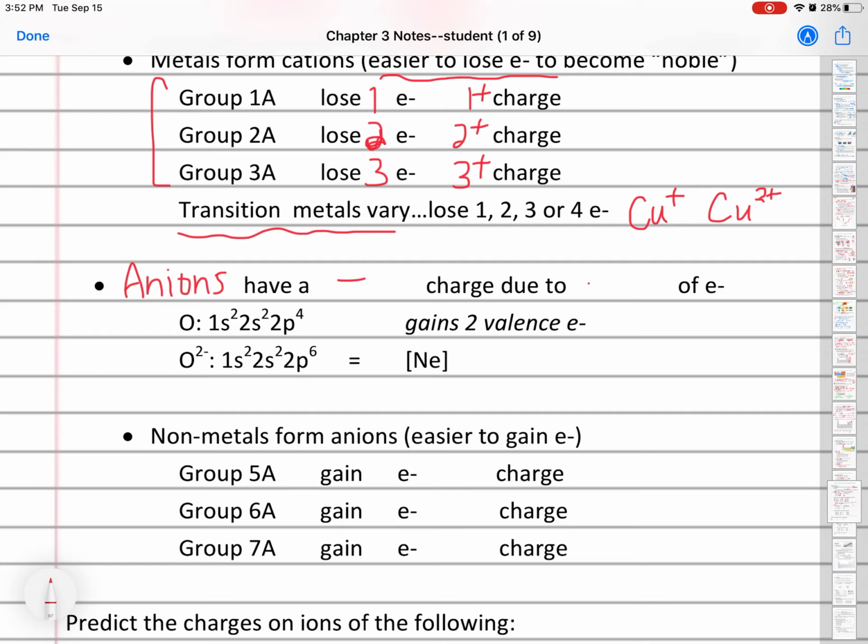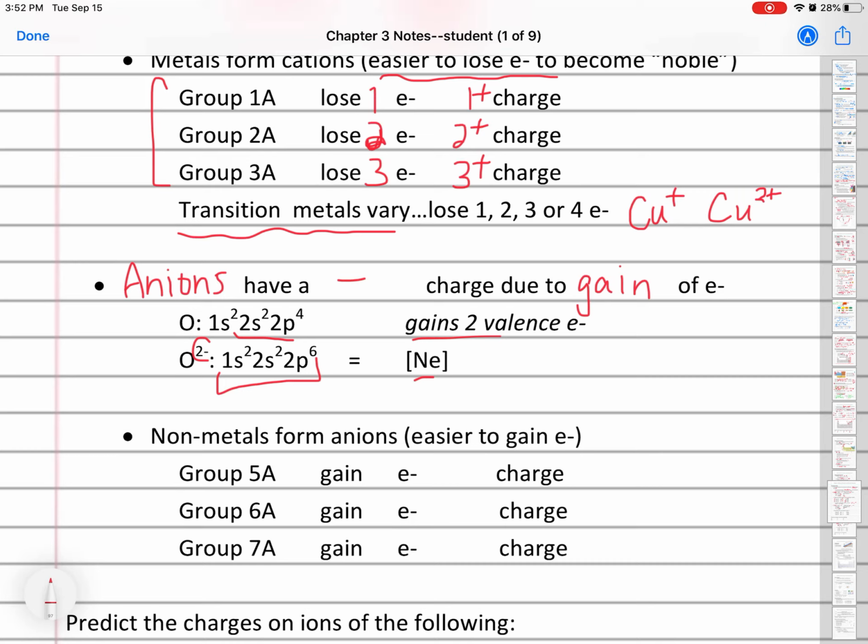Anions are negatively charged ions, and they are due to a gain of electrons. Because electrons are negatively charged, you gain them, you become more negative. All right? So nonmetals have a tendency to do this. Oxygen has 6 valence electrons, so it only needs 2 more to fill that shell. So if it gains 2 electrons, now it has this configuration, which is equal and isoelectronic to neon's configuration. But because of those 2 extra electrons, it now has a 2- charge.